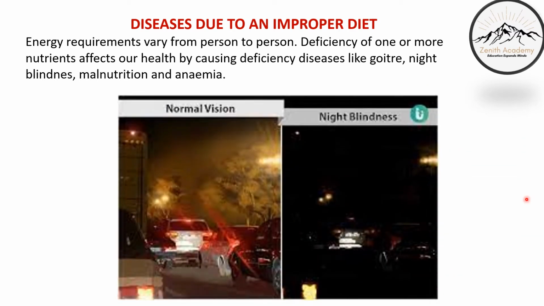Then night blindness. Can you see, I have taken two pictures here. This is the normal vision of a person who does not have any deficiency disease. So basically night blindness is caused due to deficiency of vitamin A. So a person who is not having deficiency of vitamin A will have a vision like this. But if a person has a deficiency of vitamin A, in the night he will not be able to see properly. So this would be his vision for the same scene.